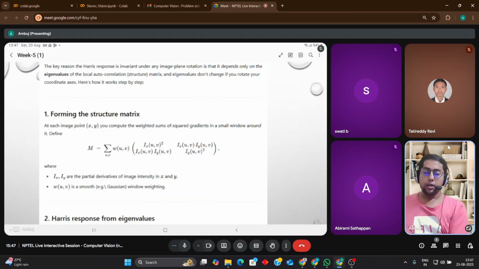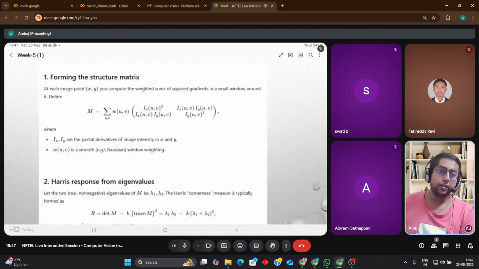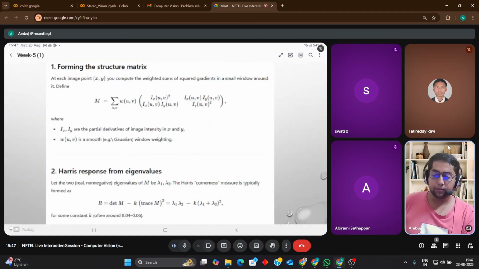At each image point x comma y, you have to compute the weighted sums of squared gradients in a small window around it, M, summation over u comma v, multiplied by w, of Ix squared, Ix Iy, Iy squared, where Ix and Iy are the partial derivatives of the image intensity in x and y. W of u comma v is a smooth window weighting function in terms of u comma v.